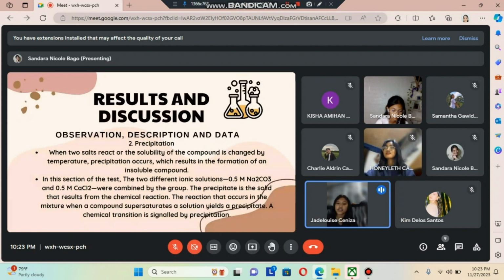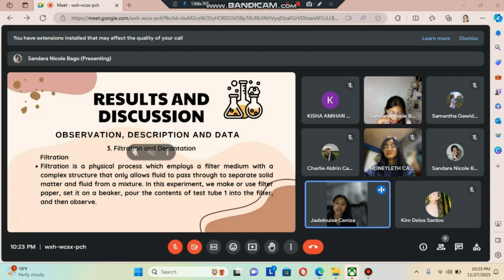The second station is precipitation. Precipitation is a process where two salts react or a substance's solubility changes, resulting in the formation of an insoluble compound. In this test, 0.5 mole of sodium carbonate and 0.5 mole of calcium chloride were combined to produce precipitate, a solid produced by chemical reactions.